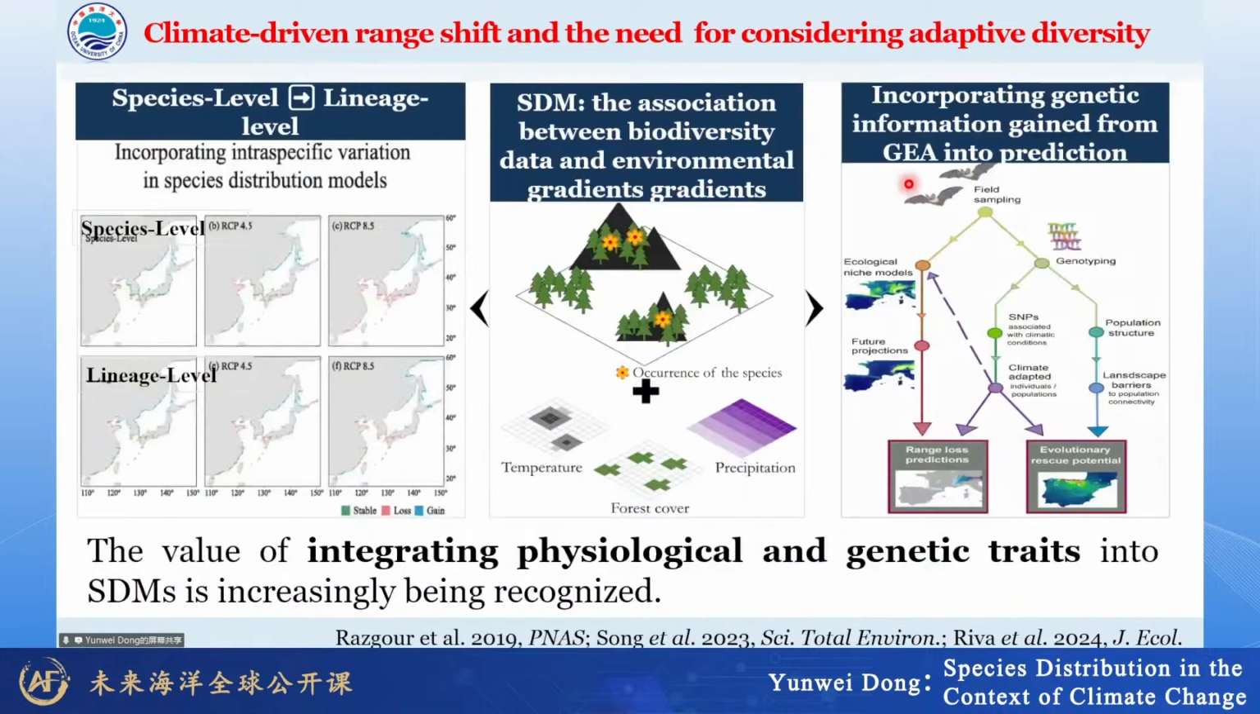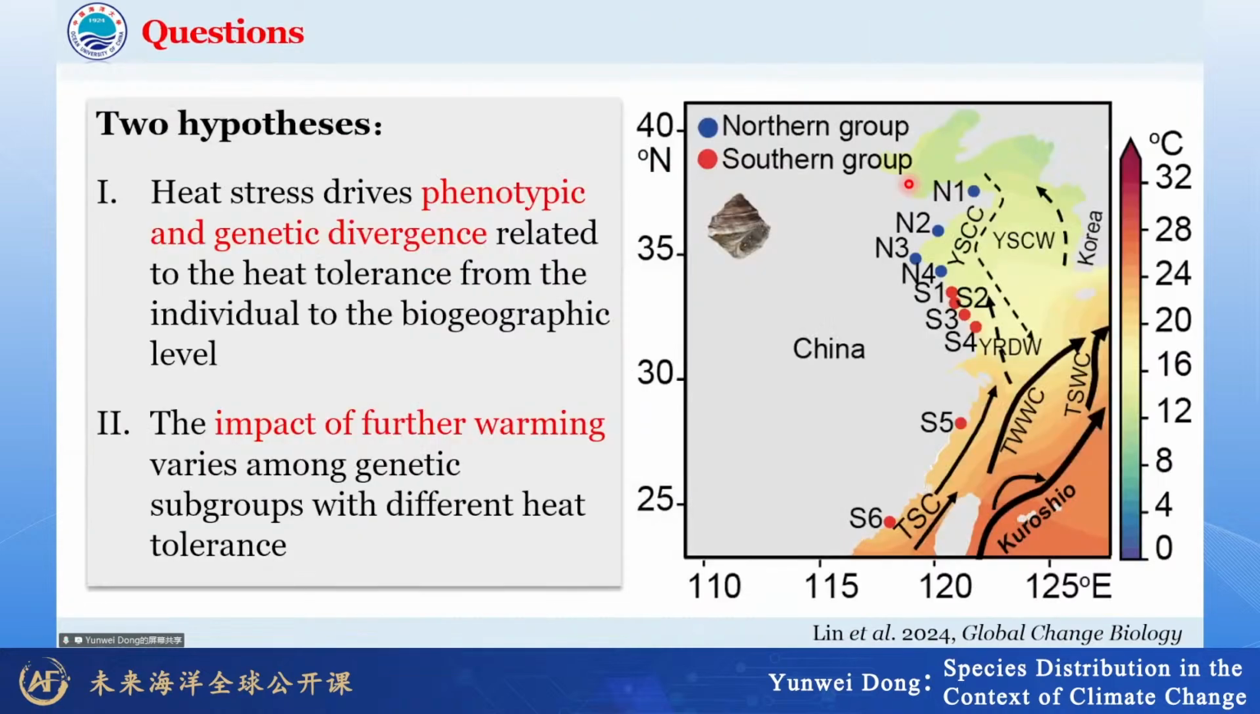There are some studies that try to put this variation into species distribution model simulation, but it is a very big challenge, and this work is at a very early stage. So now we use one species, a common species along the China coastline, Littorina brevicula. It is widely distributed along the China coastline, with a southern distribution limit in the Taiwan Strait.